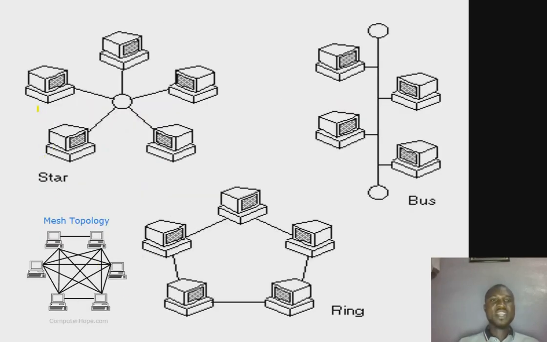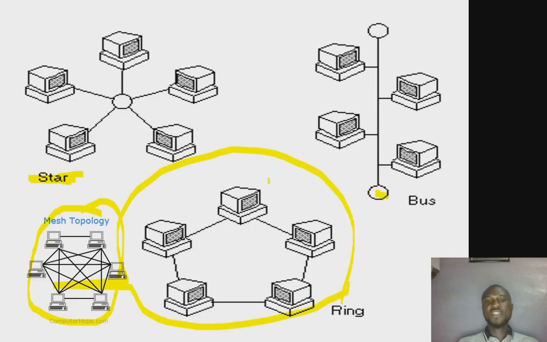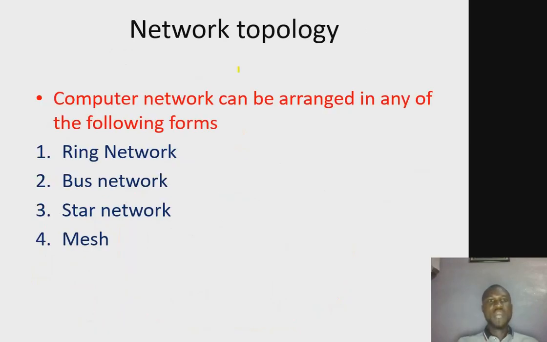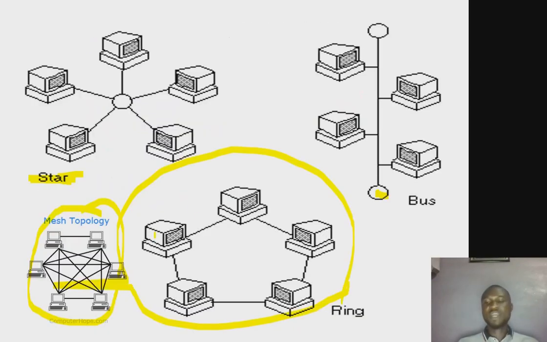Now, this one here is the star network. Can you see the star network? Because it's arranged like a star. This here is a bus network. This is the mesh network or topology, and this is the ring topology. You can see it going round. All these computers are going round. That's why we call them the ring topology. Now don't forget, I'll go back again. We have the ring network, bus network, star network, and mesh network topology. So we have them here.